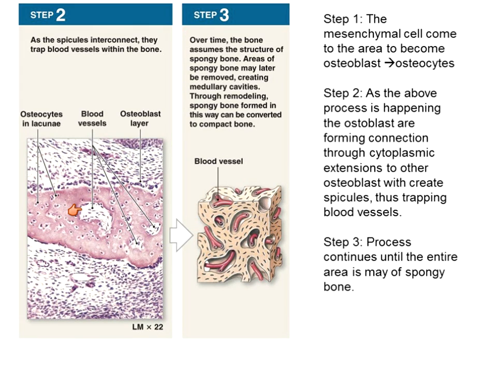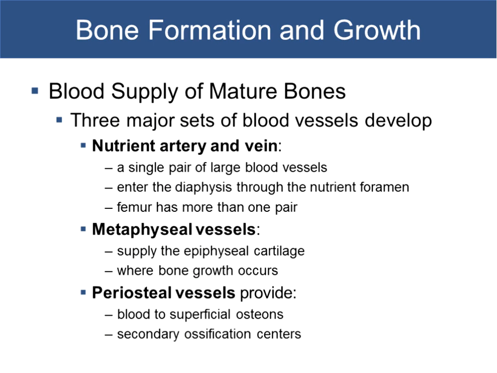Over time, the bone assumes the structure of spongy bone, and areas of spongy bone may later be removed, creating medullary cavities if we're talking about different types of bone, like in your mandible. And this process continues until the entire area on the inside is just spongy bone.